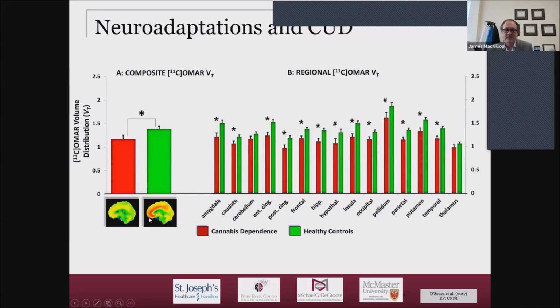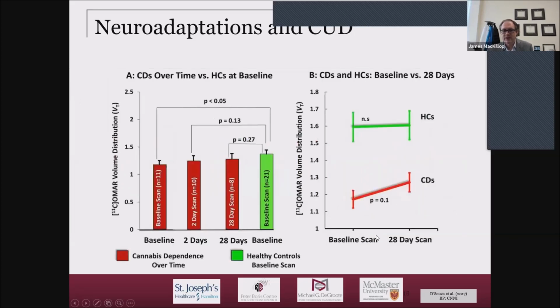And what you can see is that the healthy controls have lots of CB1 receptors in the regions that we would expect. The cannabis dependent individuals have a much lower overall receptor density. That's significantly different. And if you look region by region, in many of these regions that are important for cognitive and emotional functioning, like amygdala, for example, or frontal lobe, we see significantly lower levels of CB1 receptor. And again, fortunately, after people abstain, these are data showing the 28-day scan compared to the baseline scan.